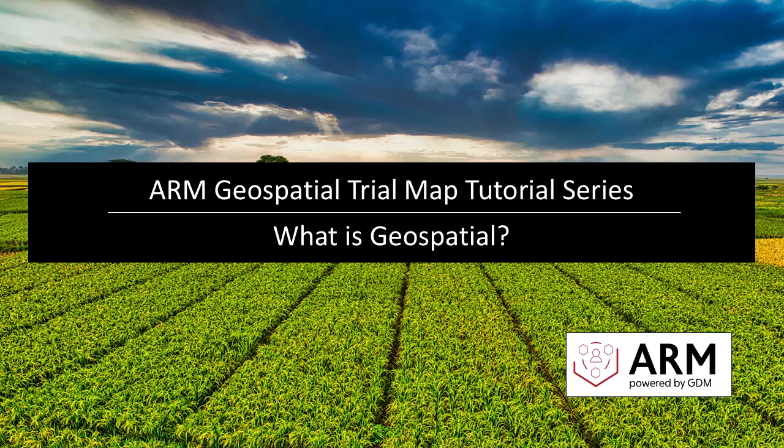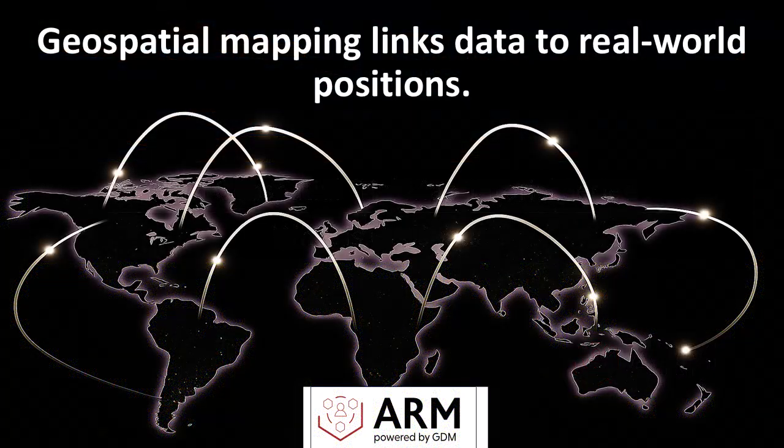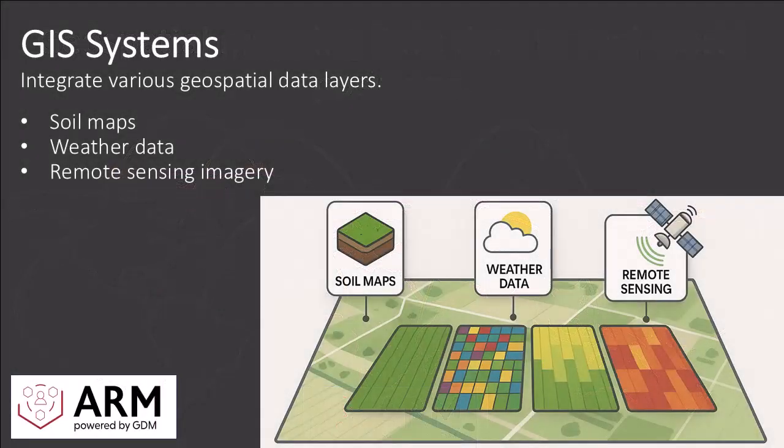This video will introduce users to the ARM Geospatial Trial Map. Geospatial mapping creates visual representations of data linked to specific geographic locations. By using coordinates or addresses, it links data to real-world positions, helping identify patterns and trends often hidden in traditional data formats. The research industry continues to establish Geographic Information Systems, GIS, as the industry standard.